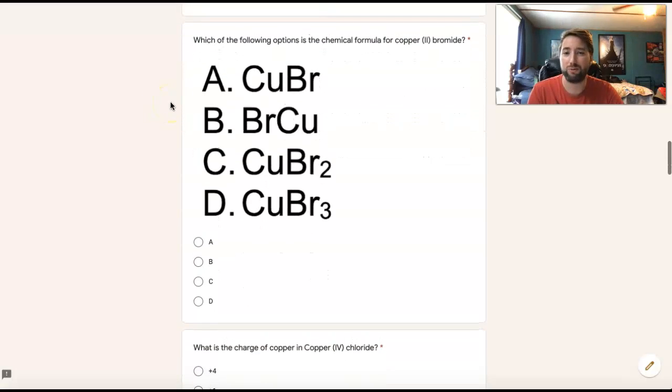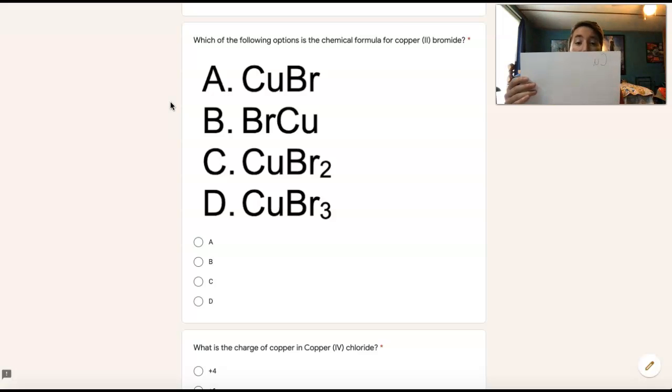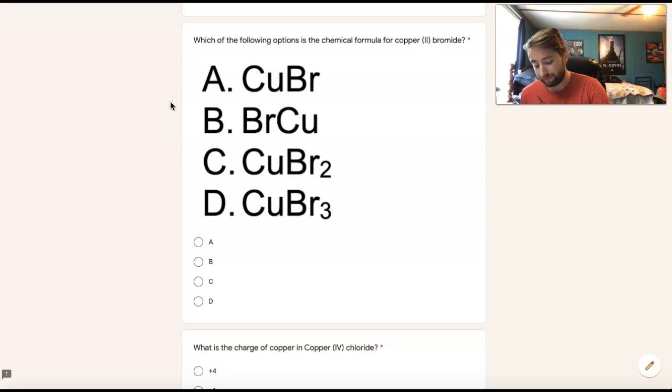Alright, next one. It says, which of the following options is the chemical formula for copper(II) bromide? The first thing you want to do is look up the symbol for copper, and no, it is not CO. It is actually Cu. So I wrote down the symbol for copper, Cu. Now we are going to do the charge for copper. What's the charge of copper in this instance? If you didn't know, you could just look and see that it gave me this 2 as a Roman numeral. So this is going to be +2, so Cu +2.